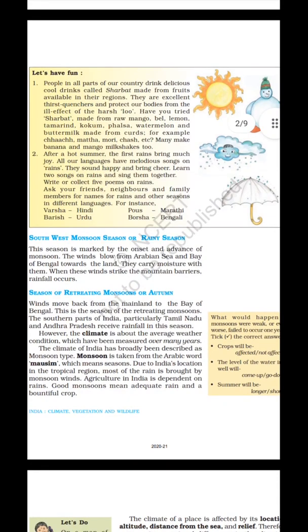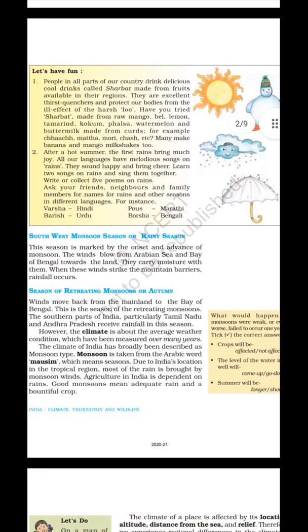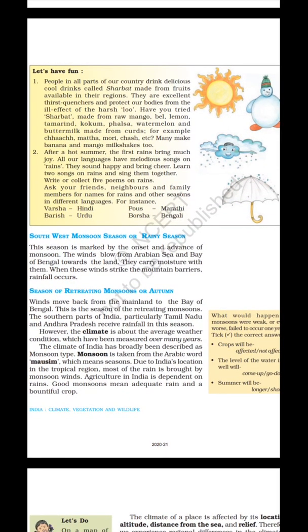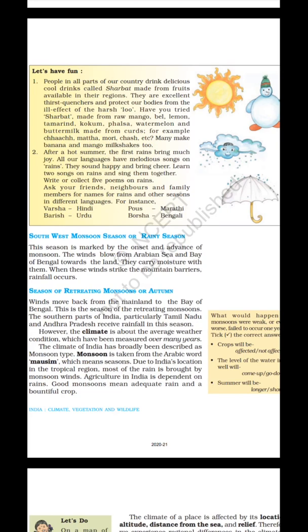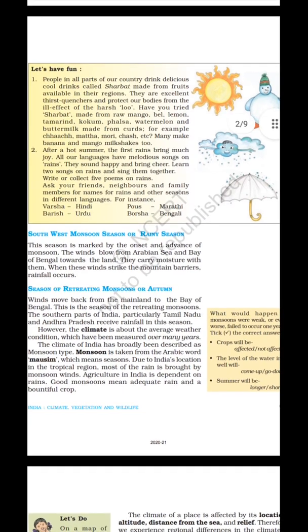Let's have fun. People in all parts of our country drink delicious cool drinks called sharbat made from fruits available in their regions. They are excellent thirst quenchers and protect our bodies from the ill effects of the harsh loo. Have you tried sharbat made from raw mango, bael, lemon, tamarind, kokum, phalsa, watermelon, and buttermilk made from curds?